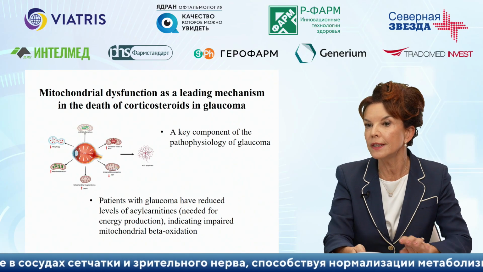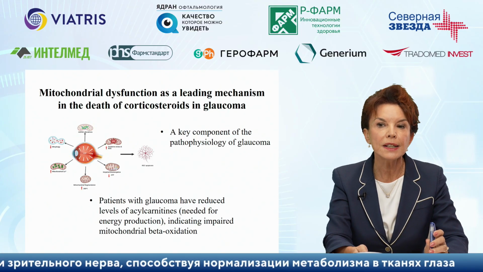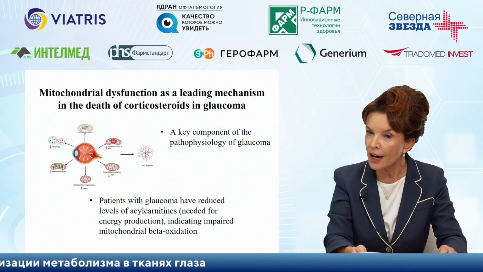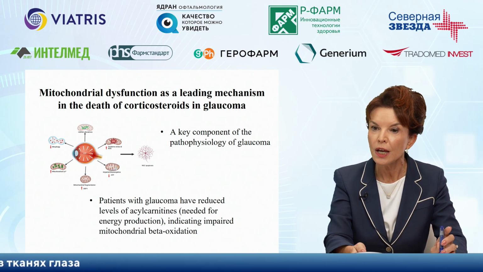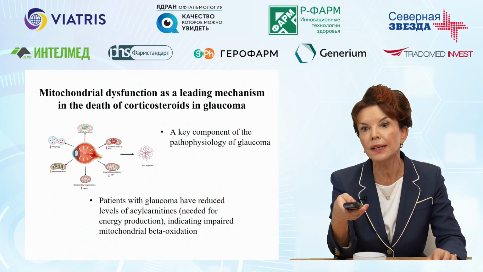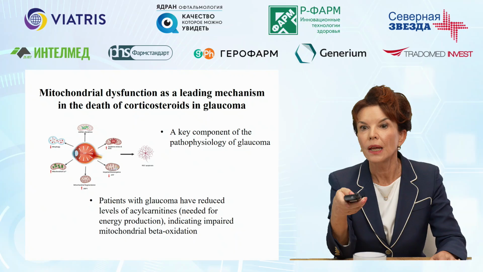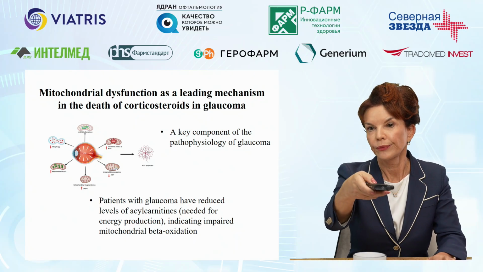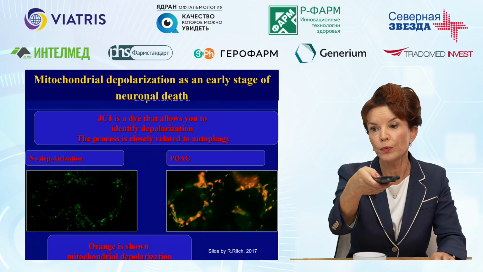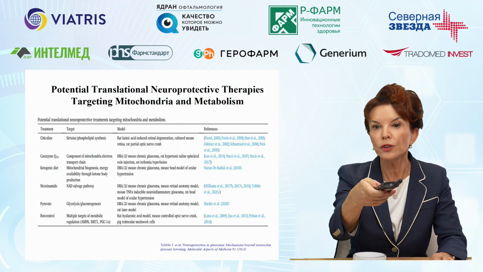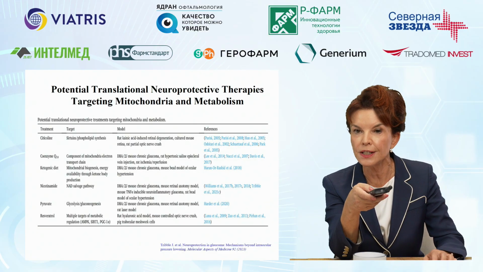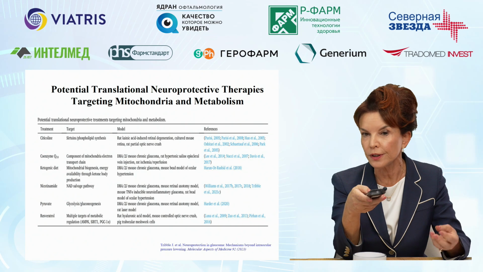And now you can see the metabolomic studies have shown that in case of glaucoma, acylcarnitine level is low, which means that mitochondrial dysfunction is involved in the pathogenesis of glaucoma. Beta oxidation is one of the key aspects of glaucoma pathophysiology. This is the mitochondrial depolarization, which I have already mentioned, which was solved way back in 2017. And here you can see the drugs used for treatment of glaucoma in terms of mitochondrial dysfunction.